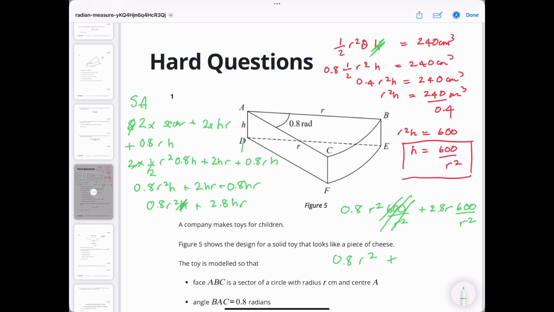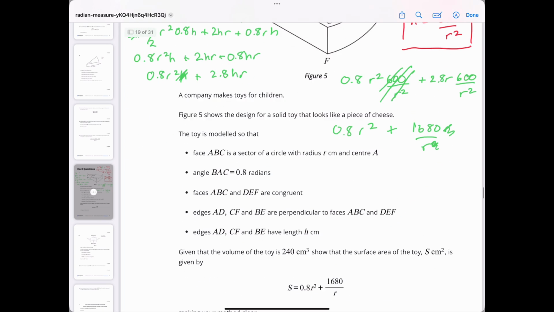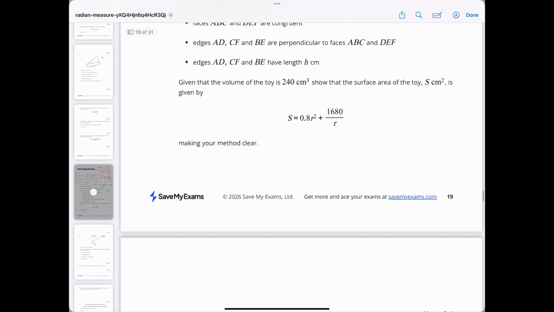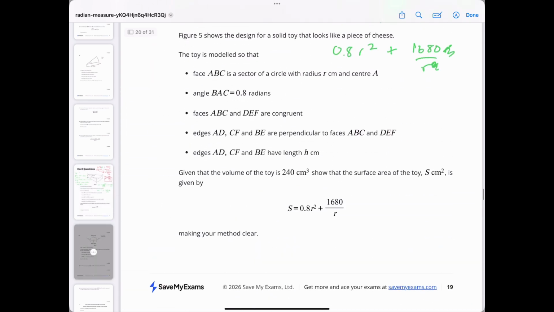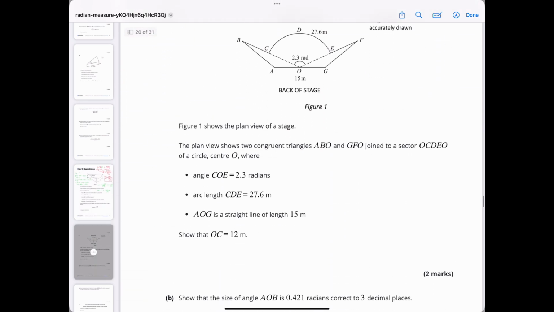So 1680, and that's over r, since r over r squared. And then we can take off the squared and take off the r, and that is the answer. I think that was fairly clear. I think I might do one more, just because I really don't think I overly shone there.